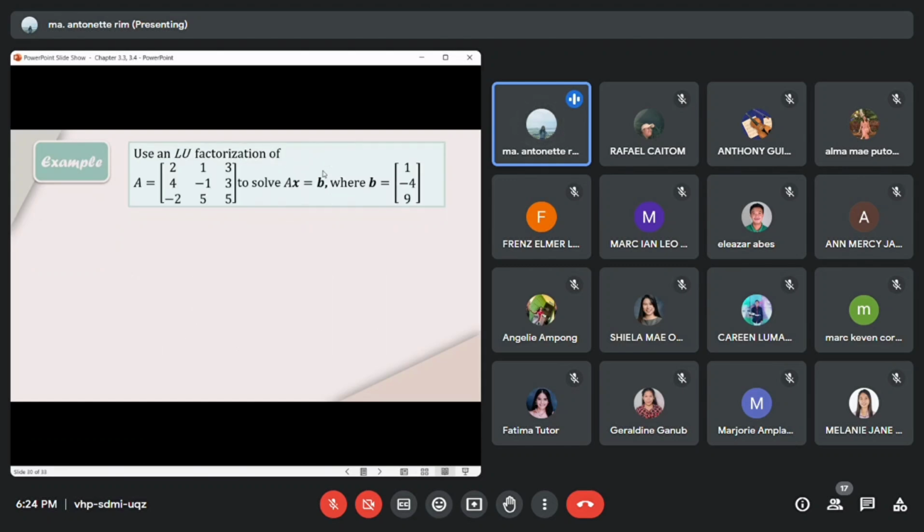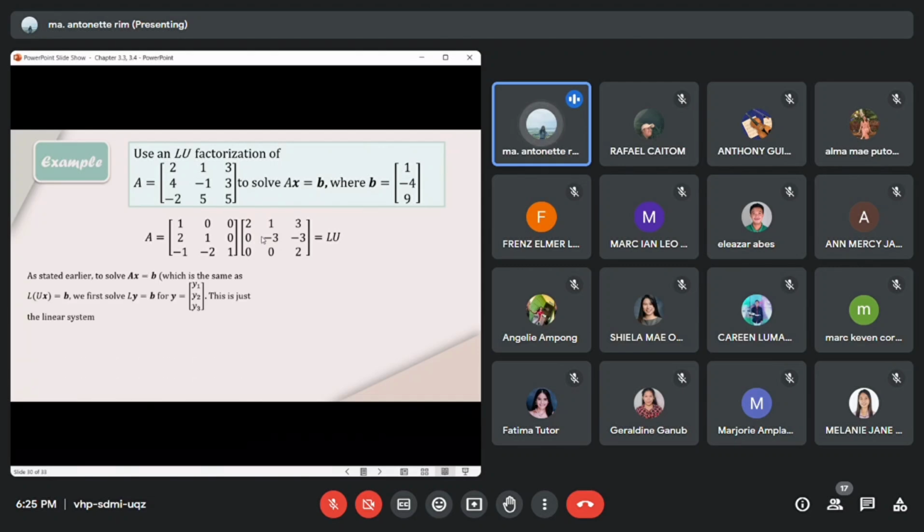Okay, another example. Use an LU factorization of A, the same example, to solve AX equals B, where B equals 1, negative 4, and 9. So this is our LU, the factors we saw earlier. It is the same example.